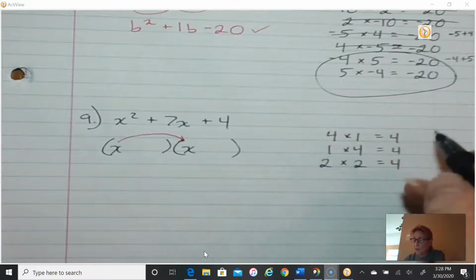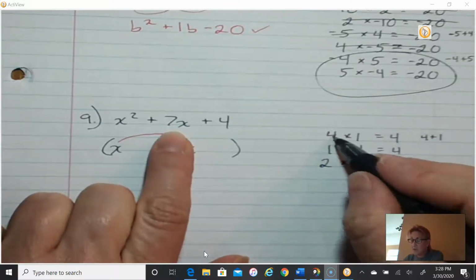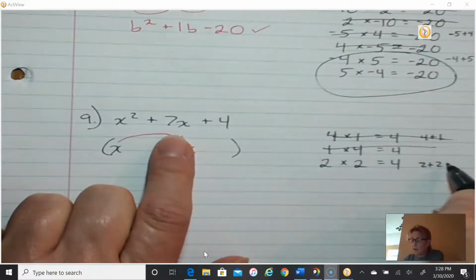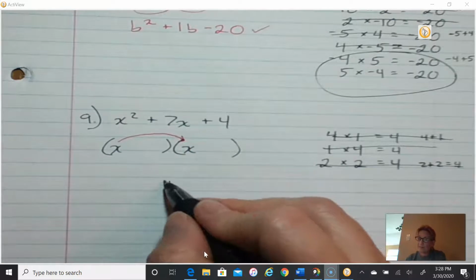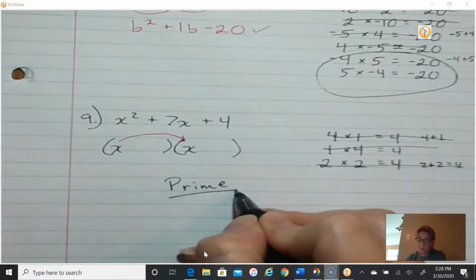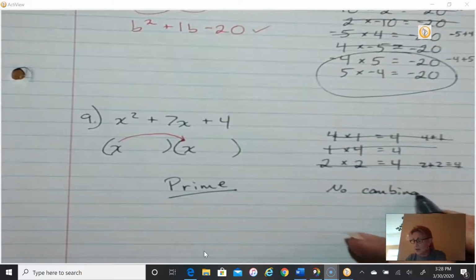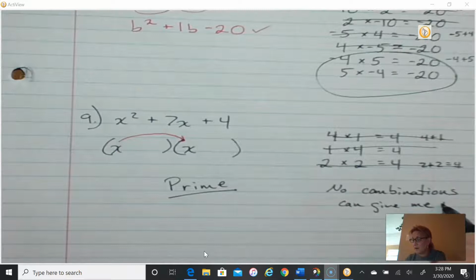What if I added 4 plus 1? Does that give me 7? Nope, it gives me 5. What about 2 plus 2? What does that give me? That gives me 4. That does not give me 7. So guess what? This is prime. No combinations can give me positive 7.